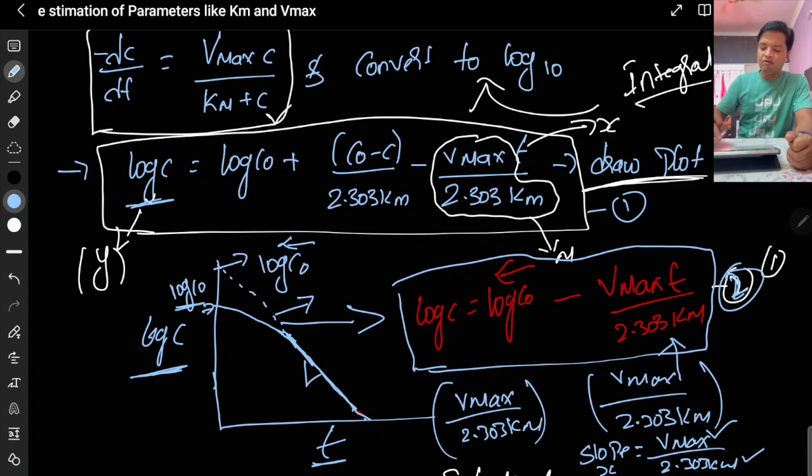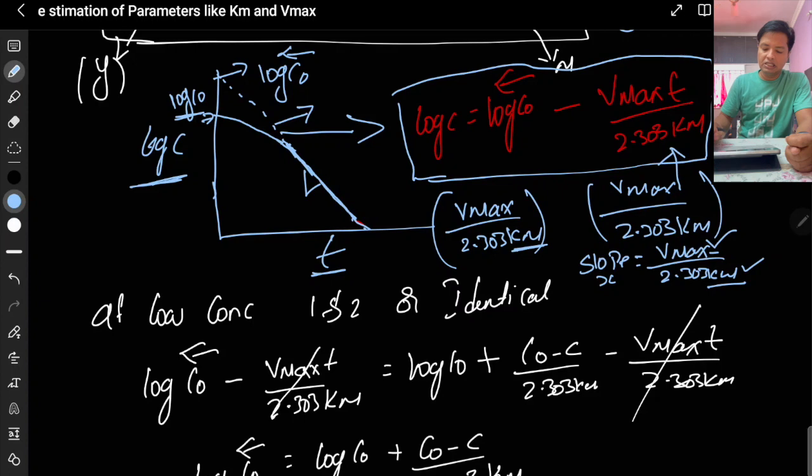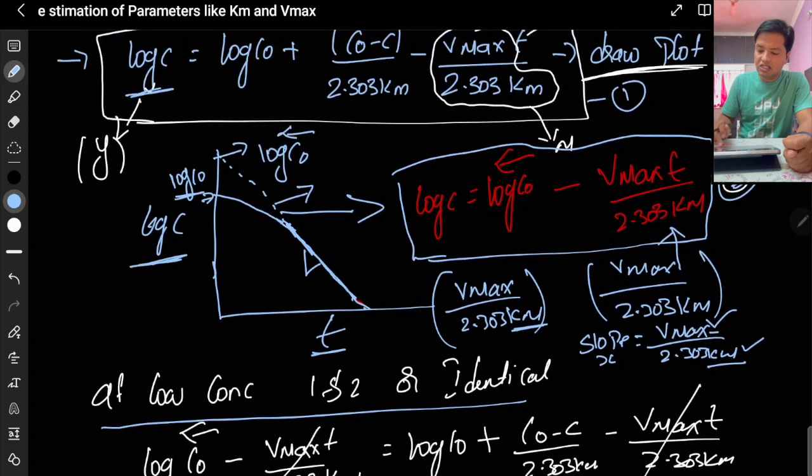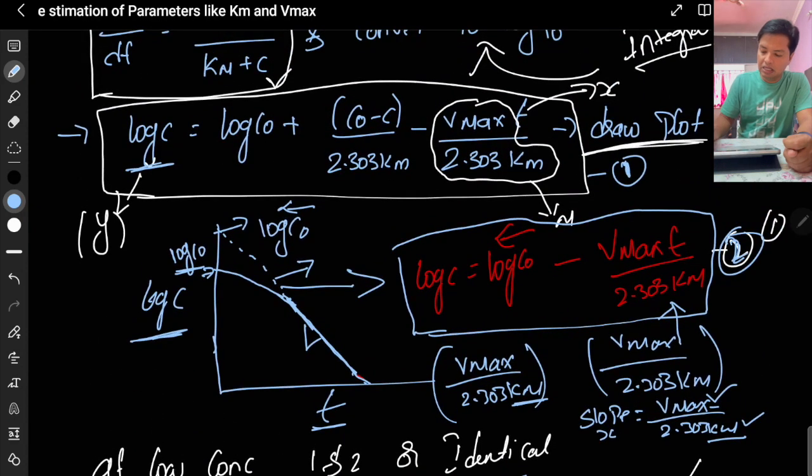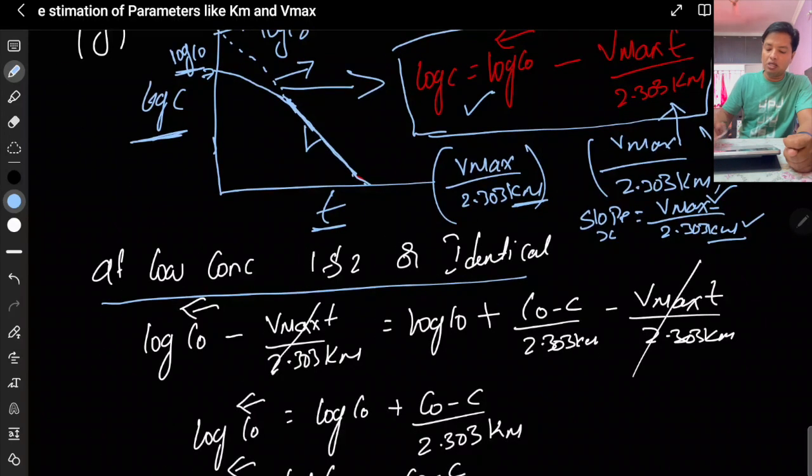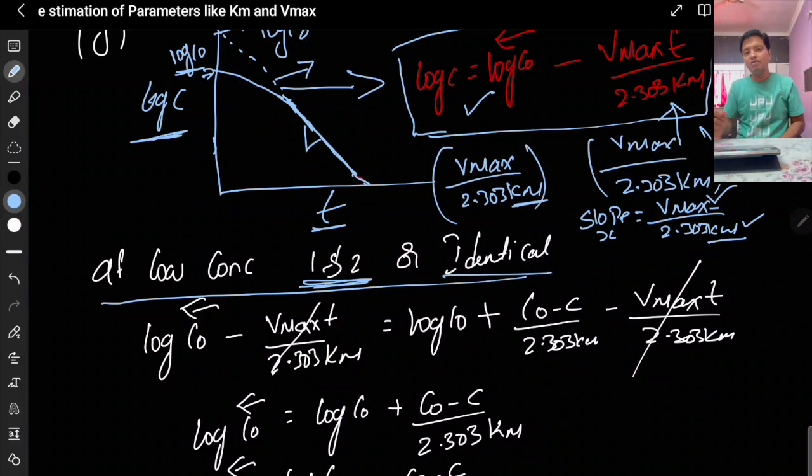For that, we conduct the experiment at low concentration. We have equation 1 and equation 2, but both are equal if you conduct the experiment at low concentration. So at low concentration, equations 1 and 2 are identical. Why am I doing this? To know one value, that is Km.